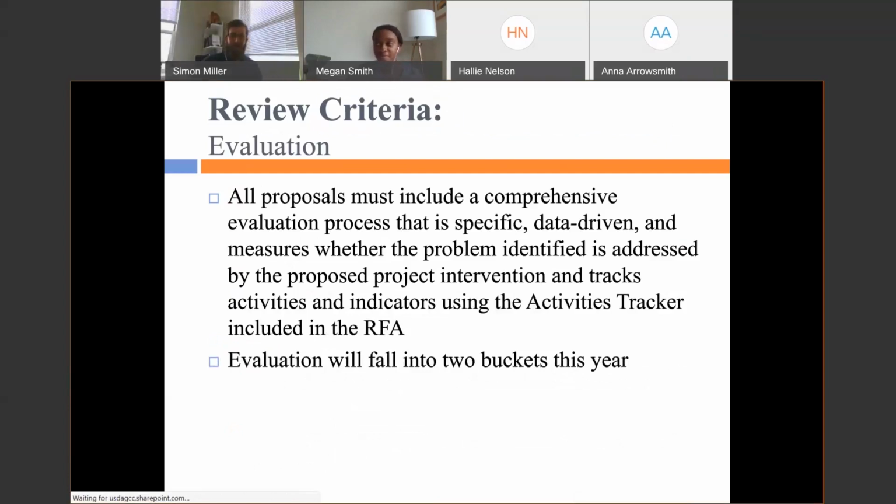Okay, so the next review criteria we're going to look at is evaluation. In addition to prioritizing cost effectiveness and demonstrating that the anticipated results are commensurate with the cost of the project, FNS is looking for proposals that include comprehensive evaluation plans. Evaluation plans should address who will measure the project goals, what criteria will be evaluated, and at what intervals during the grant period evaluation will occur.